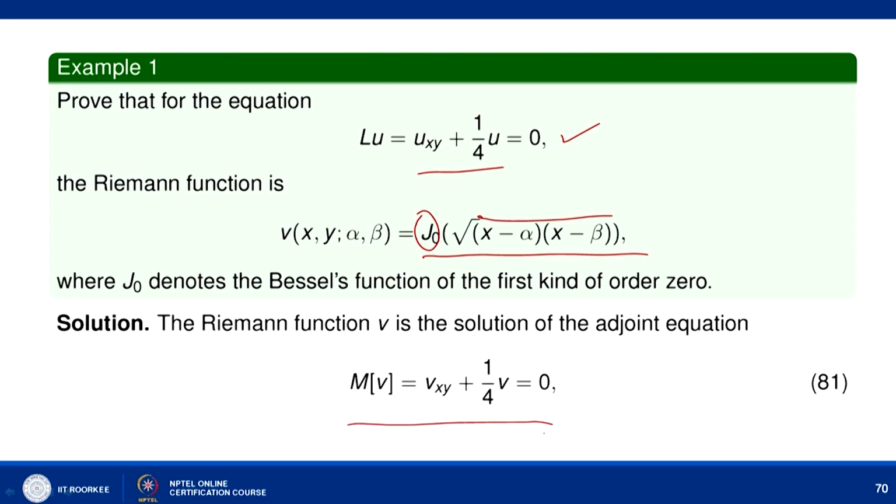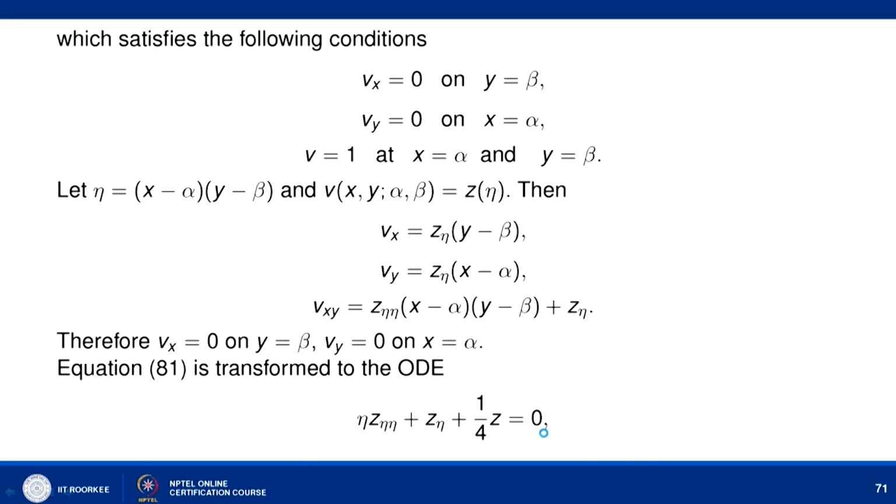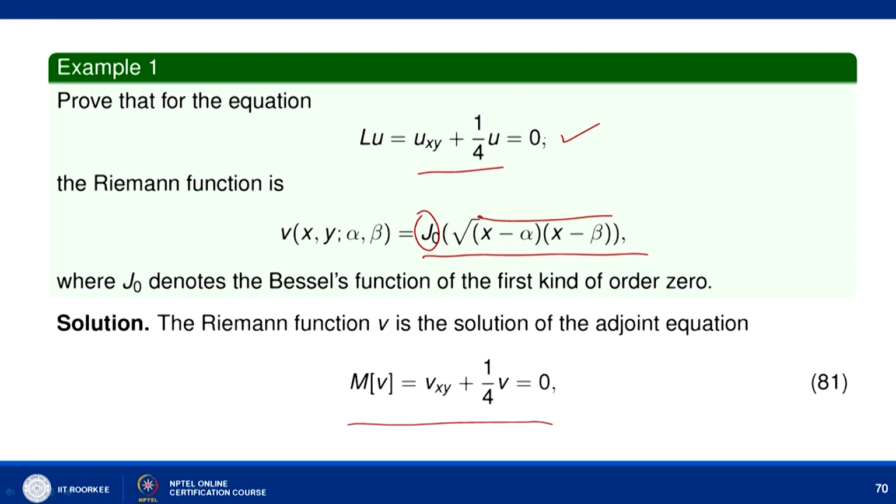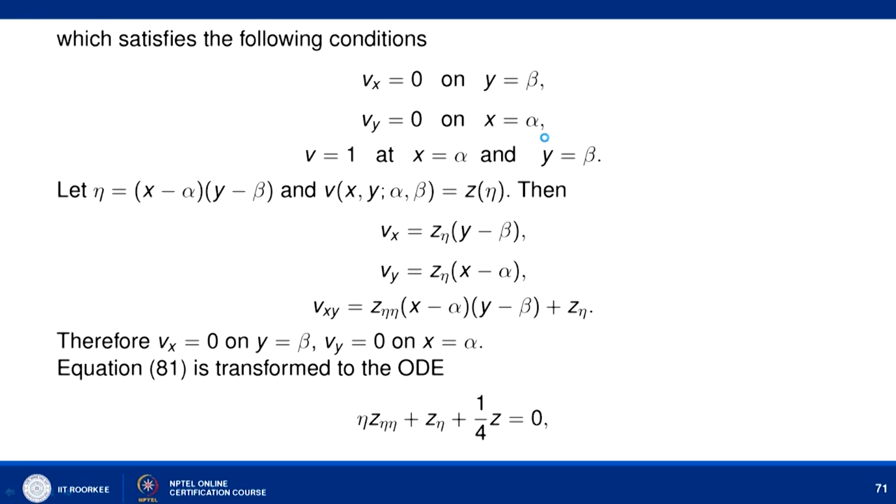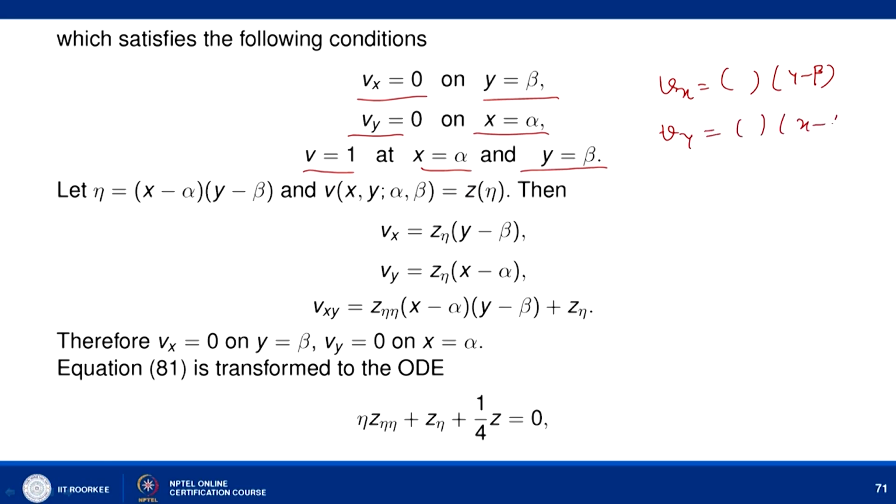Now, we have the initial conditions along with this. Here we do not have the first order derivative, meaning a is 0 and b is 0. So, we can say that vx equal to 0 on y equal to beta, and vy equal to 0 on x equal to alpha, which we have assumed in terms of a and b, and v equal to 1 at x equal to alpha and y equal to beta. So, we simply assume that vx is something into (y minus beta), and vy is something into (x minus alpha).